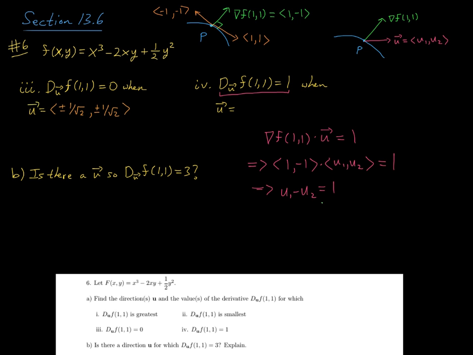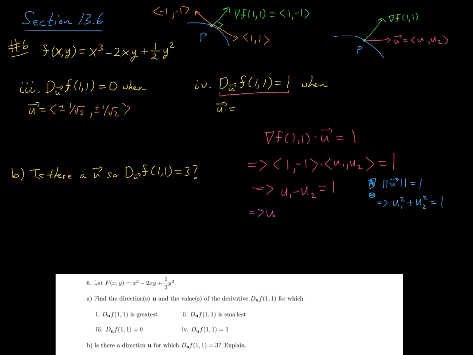Okay, so it doesn't seem like quite enough info to uniquely solve for u1 and u2. However, there is a condition on this vector u we haven't made use of. The thing to remember, I'll make a little note here, is that the magnitude of this vector u is 1. It's a unit vector. So put it another way, if I take the sum of the squares of u1 and u2, that must equal 1.